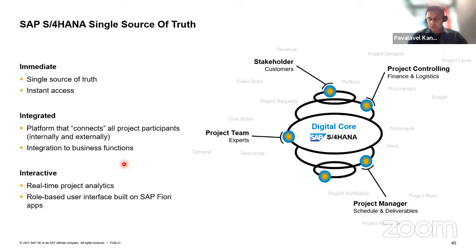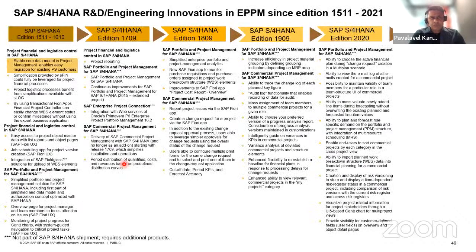Okay, you also have the role-based user interface and Fiori applications, which can be leveraged to get the right information for your R&D process. So these are the innovations which are available in ePPM since the 1511. So first, as a part of 1511, a stable core data model was brought in for project management. So this was basically for migration from your earlier ECC solution into S4HANA or from any third-party system into S4. Okay.